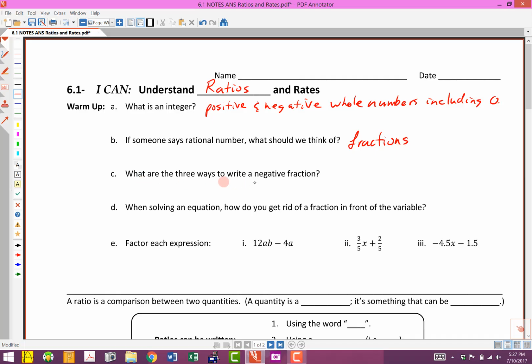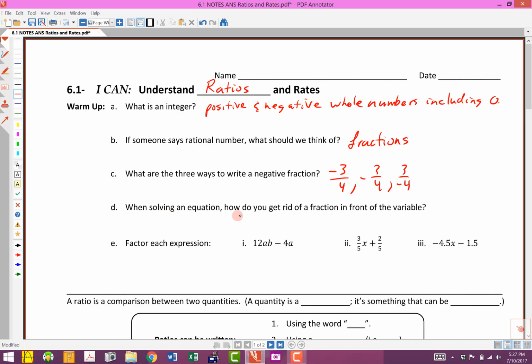What are the three ways to write a negative fraction? If we take negative 3/4, we kind of pick on that one. We use that a whole bunch. We can write it with a negative on top, we can write it out front, or we can write it on the bottom. And remember, you can't write a negative on the top and the bottom. You can't write negative 3 over negative 4 because that would make it a positive quantity altogether.